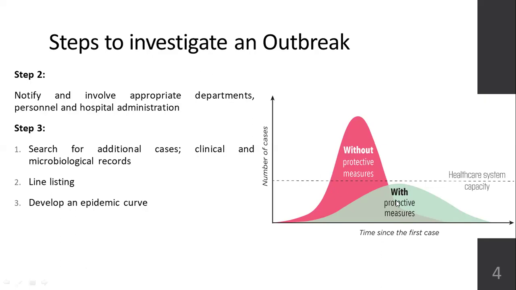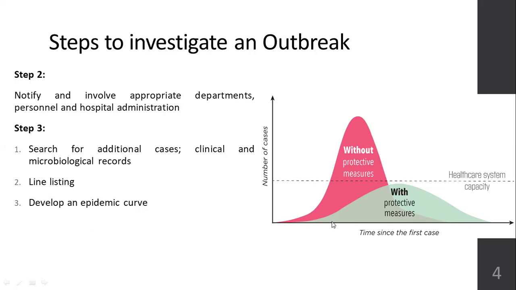This is the epidemic curve. The x-axis will have the time since the first case was seen, with dates mentioned, and the y-axis will have the number of cases. You can see here two epidemic curves, one without any protective measures and one with protective measures. Without protective measures, you can see how steeply and quickly the cases increased, and how many people were involved. And it came down fairly.